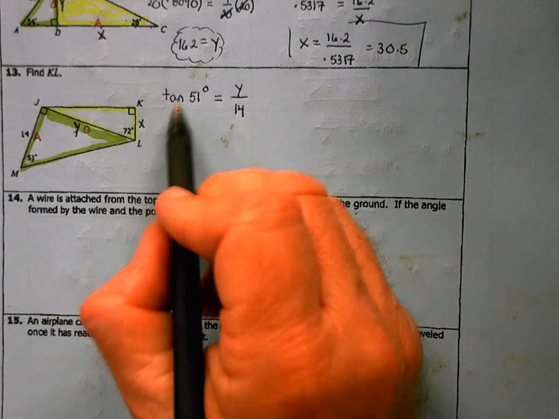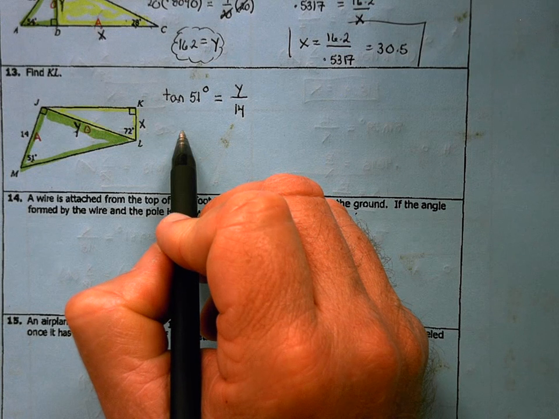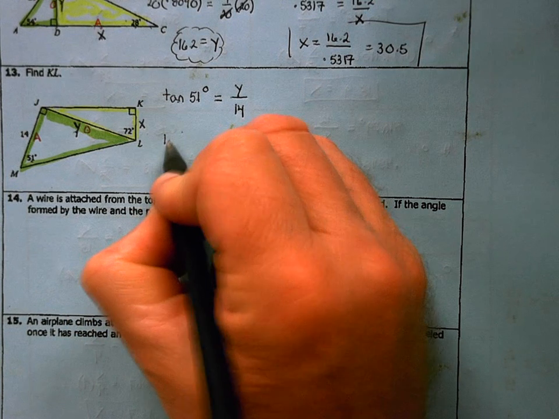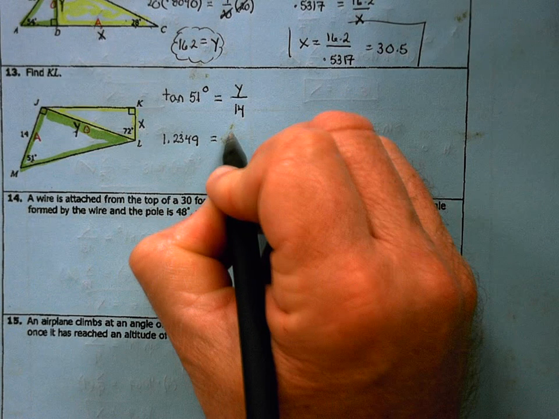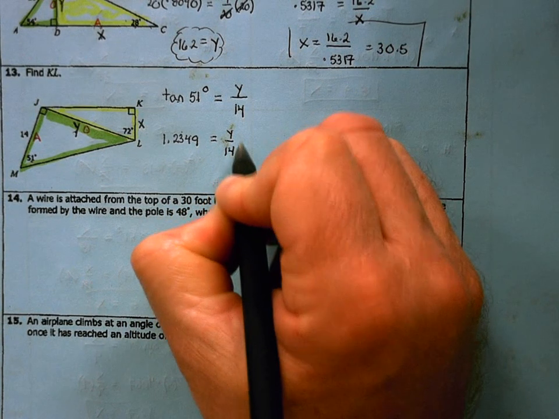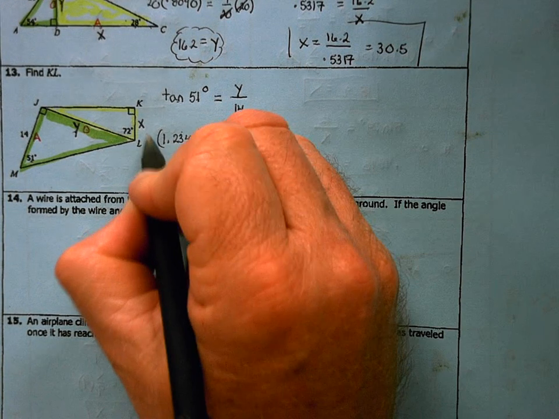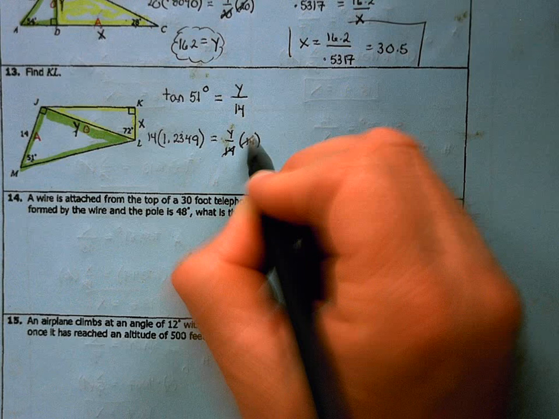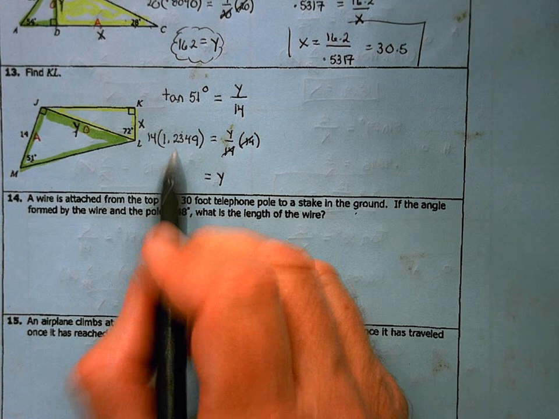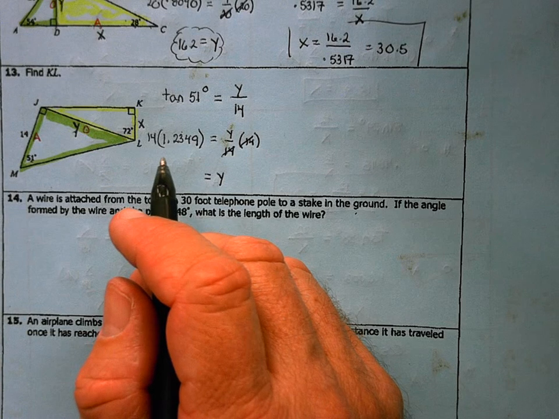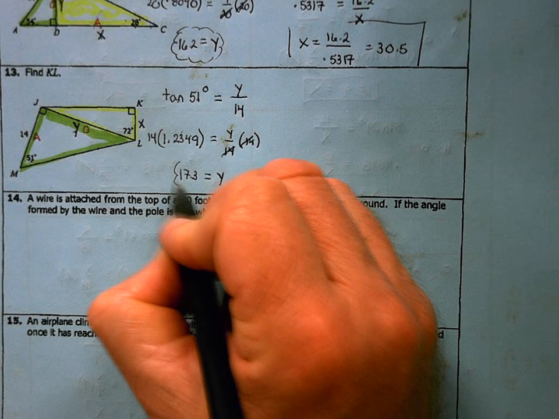Now I'm going to convert a 51 degree angle for tangent into its decimal equivalent, and that is 1.2349. And I got that number just by looking at the table that we have for sine, cosine, and tangent. That is going to be equal to y over 14. To solve this equation, I'm just going to multiply both sides of the equation by 14. That would cancel out those 14s, and we would get y is equal to 14 times 1.2349, and that is 17.3. So there is y now. Now, that's not my answer, but I do need that.